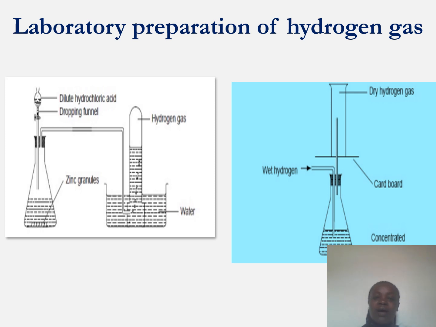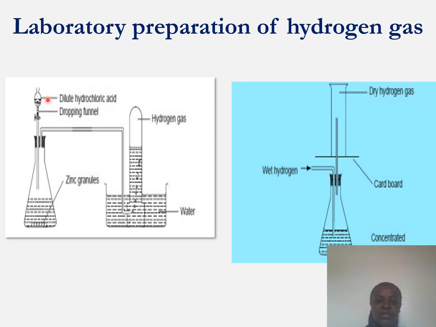So in our experiment today, we are going to look at the laboratory preparation of hydrogen gas. So this is our experiment. You can see we have our conical flask here. It contains zinc granules. So we put our zinc granules in our conical flask, and in our dropping funnel, we place our dilute hydrochloric acid.